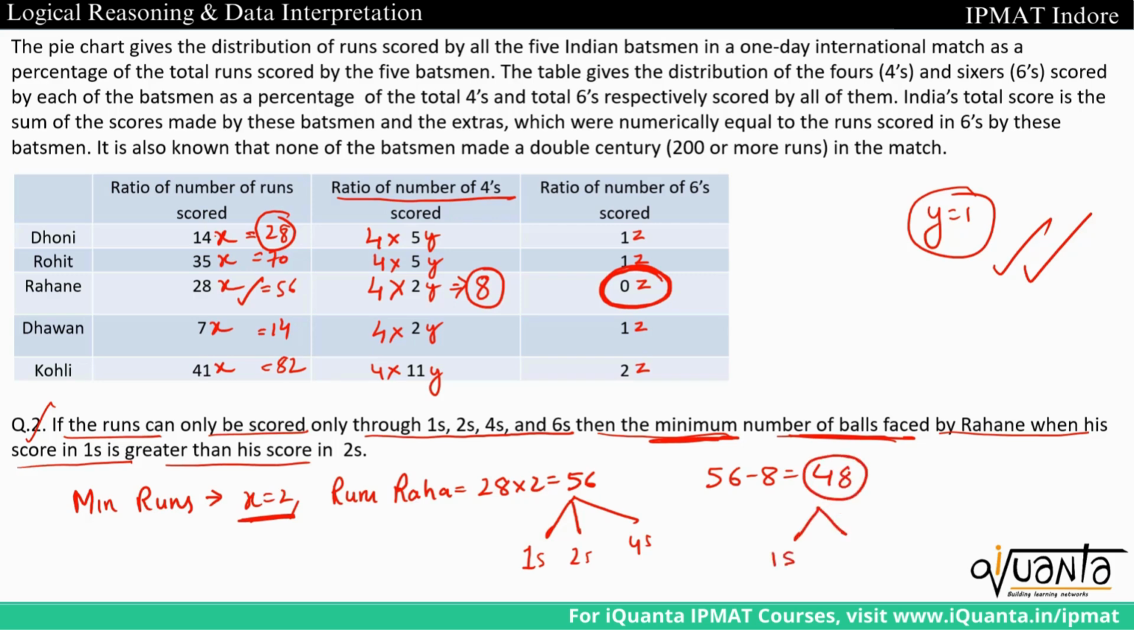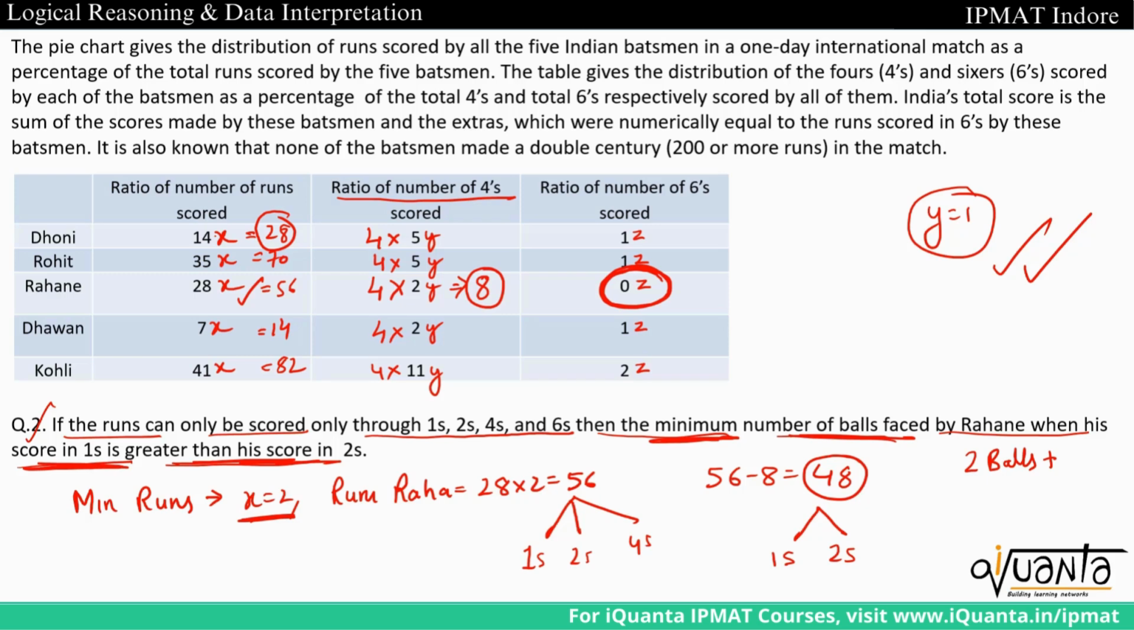Now these 48 runs will be scored by either ones or twos, and we have been given that the score of Rahane in ones is greater than his score in twos. Now to score 8 runs by fours, Rahane faced 2 balls, because he scored 8 runs by fours. Now we have to distribute these 48 runs into ones and twos so that the score in ones is greater than the score in twos.